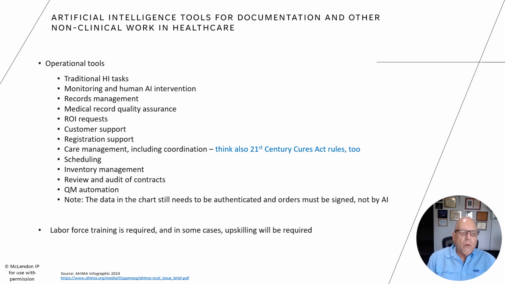Scheduling, review and audit of contracts, especially if you're using contracts to base payment upon and you want to try to wring out, again, every dollar, then there may be some use for AI in that process. Quality management automation.